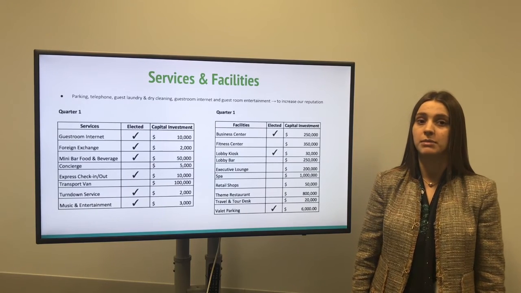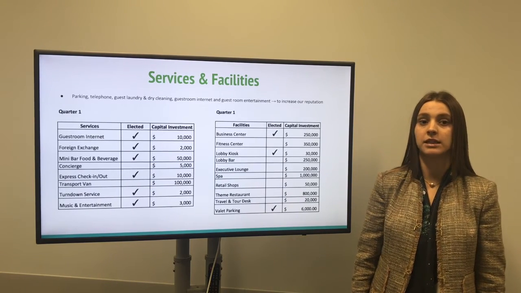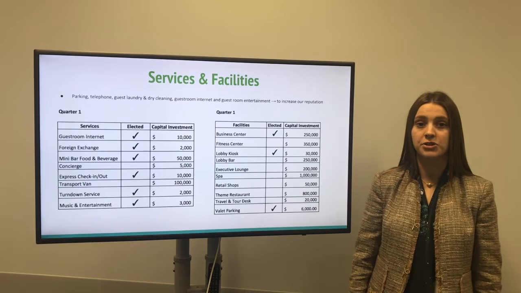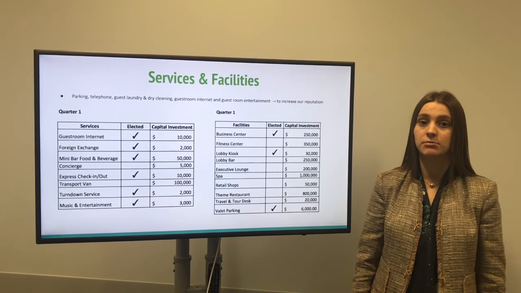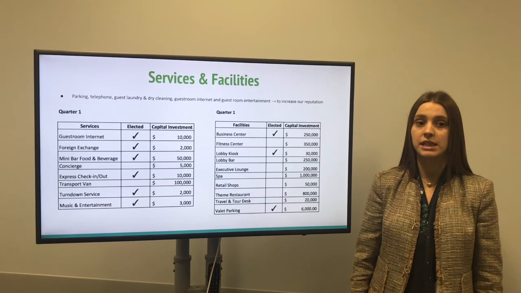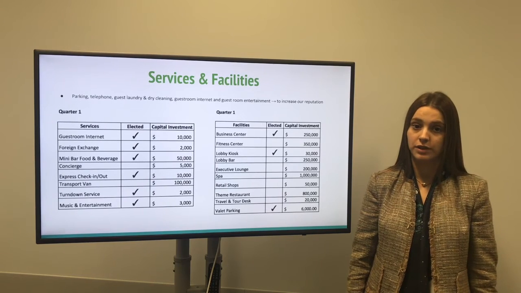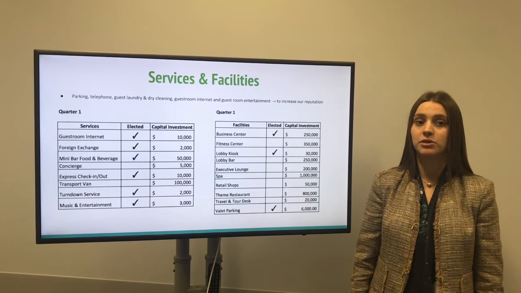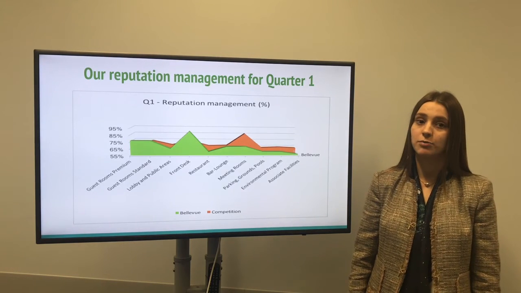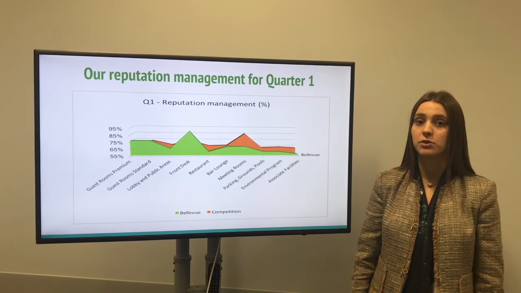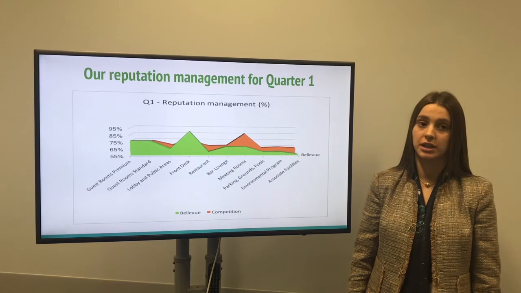As we aimed to be a mid-upper scale hotel by implementing slightly higher rates than the competition, we added the following services in Bellevue to make sure our guests would see an added value for the higher rate offered. These services were aimed to facilitate and appeal to our guests throughout their stay. Our reputation management shows our main focus, which was to create a good first impression for the guests.